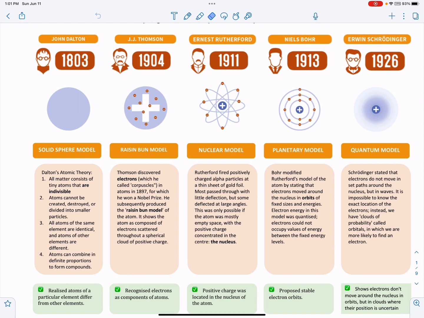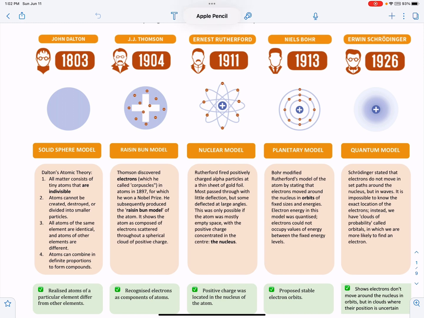In 1803, John Dalton proposed a model of the atom that was a solid sphere model. Dalton's atomic theory consists of 4 postulates or points. Number 1, all matter consists of tiny atoms that are indivisible. Number 2, atoms cannot be created or destroyed or divided into smaller particles.